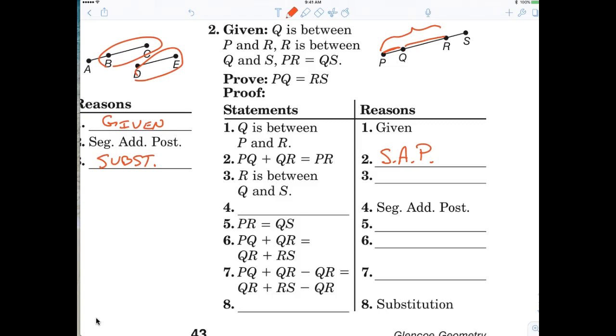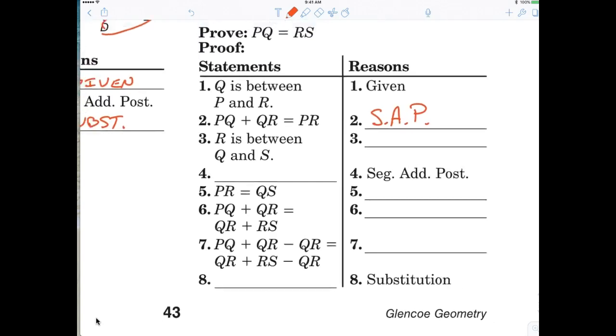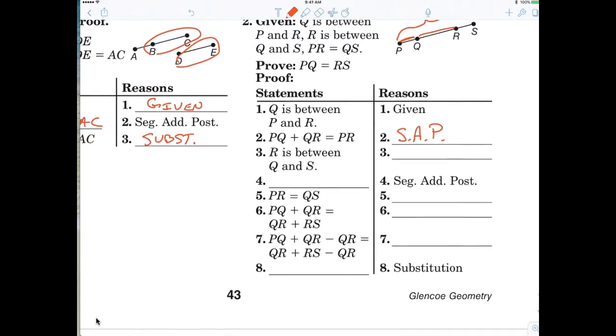Now it says R is between Q and S. What is that? Given. Listen, nothing's funny. I'm not interested in that. I don't want you just saying something because you want to hear yourself talk. I don't understand why everyone in here doesn't know the answer to number 3, because you're not paying attention. If you don't know, that's why. Obviously, William, it's given. That's all you have to write.